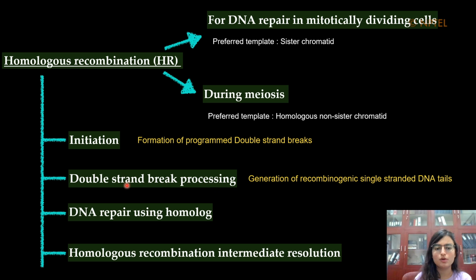The second step is followed by the third step, where the DNA is repaired using the homolog, as we just saw. There is a bias towards the homolog. And this process is followed by homologous recombination intermediate resolution. And all of these four processes involve a set of proteins which are specialized to generate the homologous recombination intermediates, which are then resolved to give products which are called crossovers or non-crossovers.